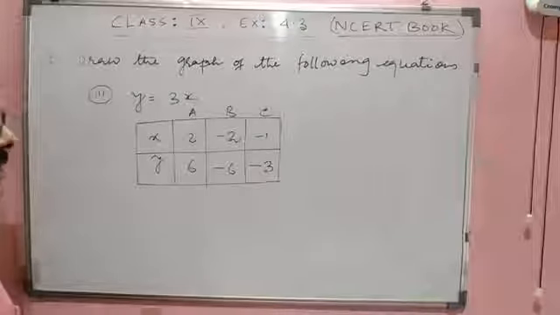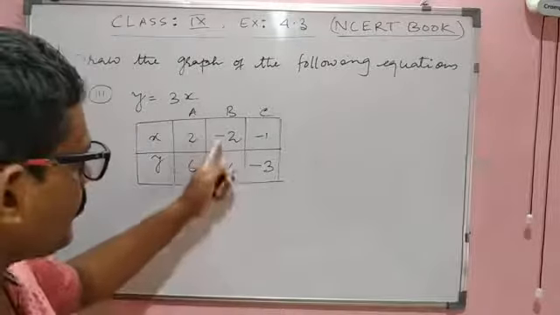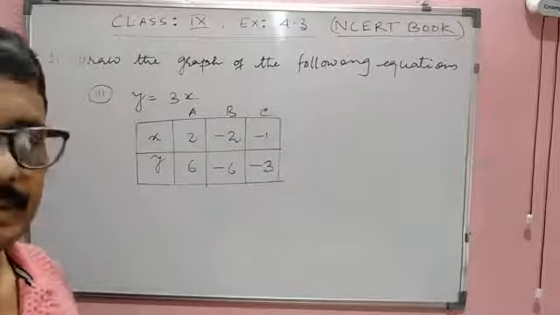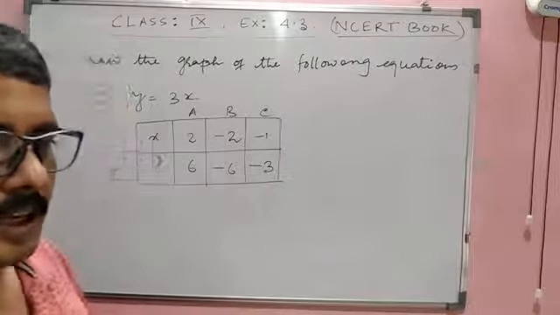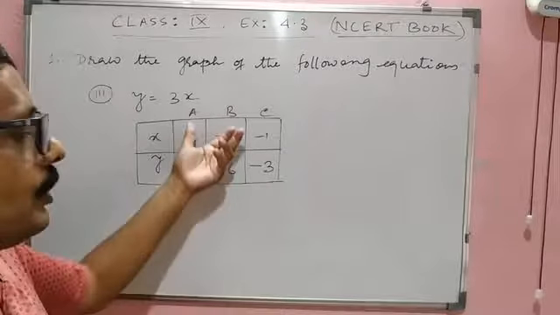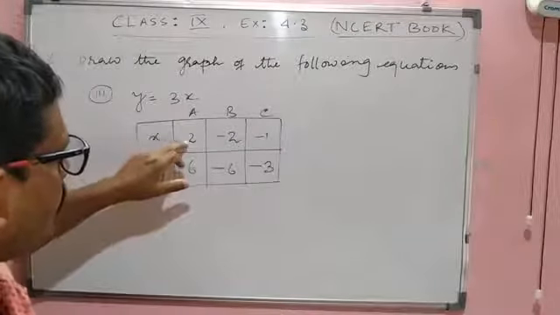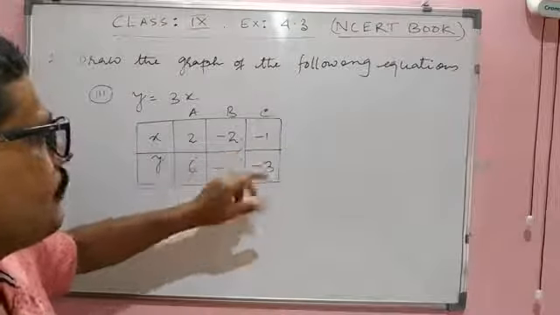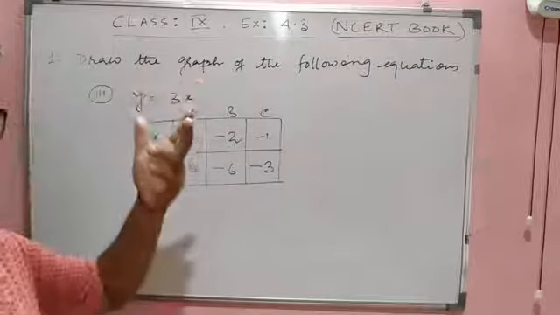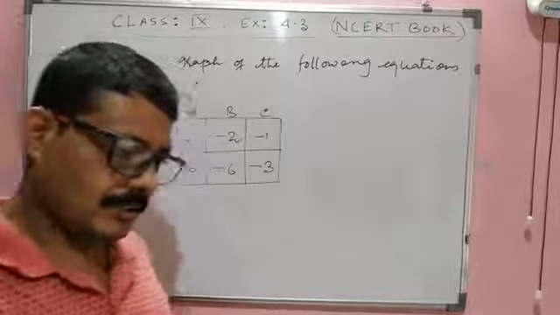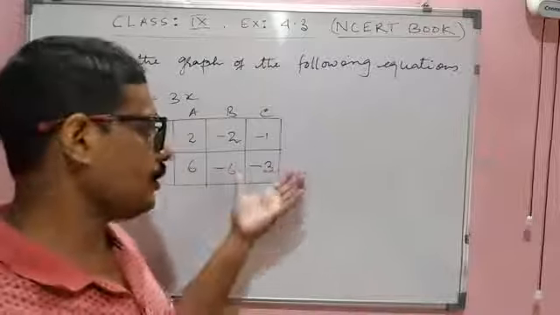Now one thing you see: these are the solutions of this equation, and when we draw the graph, it will also pass through these 3 points. That means for a point on the line, the coordinates of that point will be a solution of this equation. Because if we draw the graph of this equation, it will pass through the points 2, 6; minus 2, minus 6; and minus 1, minus 3. That means these are solutions of this equation. So on graph paper, if a line passes through any point, the coordinates of that point will be a solution of the equation.